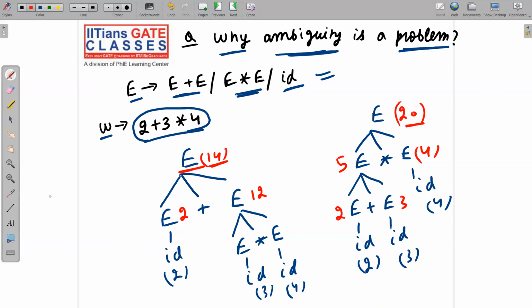So directly and indirectly, what I want to say is, if for a string the parser is getting 2 or more parse trees, then the parser will not be able to decide which parse tree is correct and which parse tree is wrong. And according to the parse tree, we may get different answers. So that is a very big problem. I hope I have made the point clear to all of you. Okay, so that's why ambiguity is a problem.